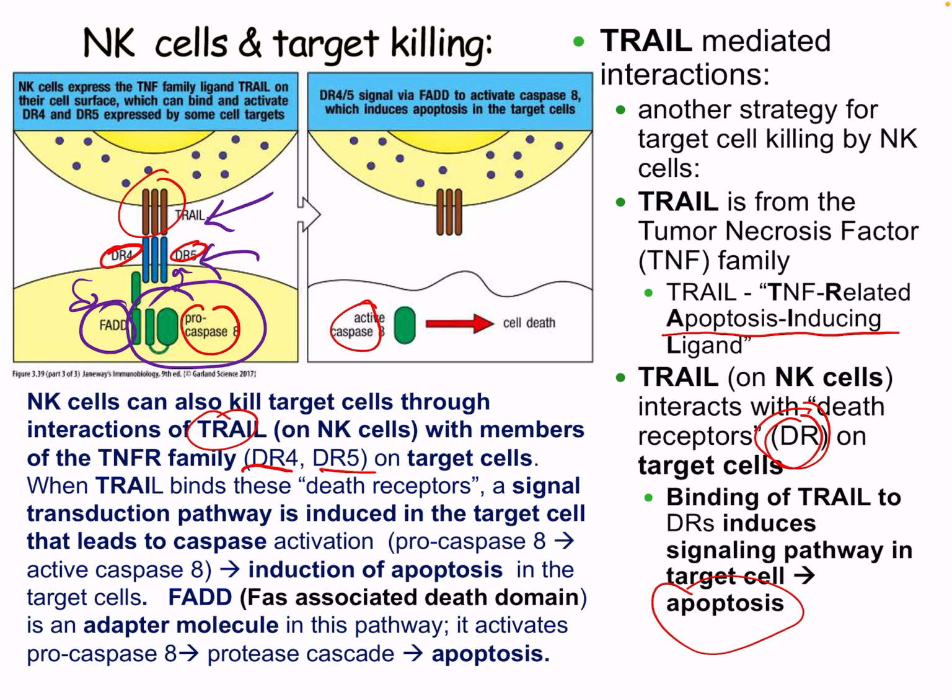We can also have the activation of FADD, known as Fas-associated death domain. You may see it in a lot of other literature, so Fas is pretty much involved in apoptotic pathways. Many cells can also induce this path, the Fas ligand. Even some viruses can cause death of our cells through Fas. And this is an adapter molecule in this. So again, FADD in this pathway is an adapter molecule, and it activates procaspase 8 and also causes the protease cascade and apoptosis as well.